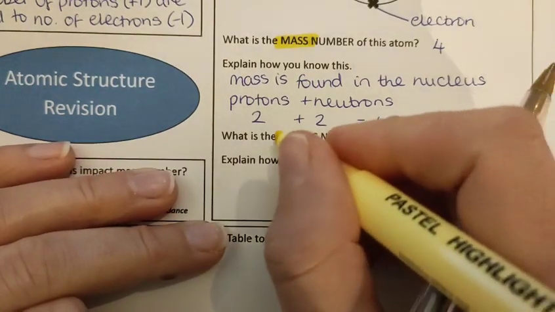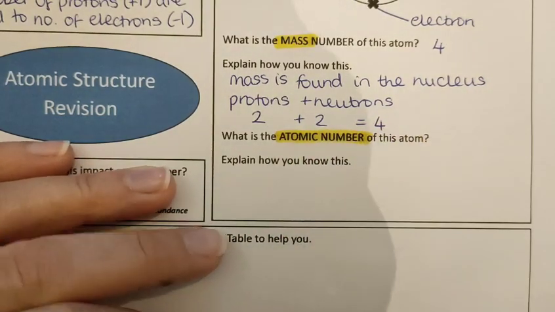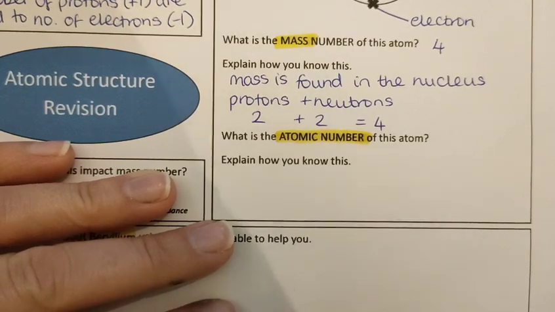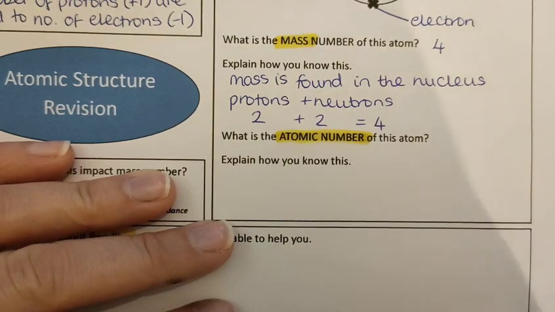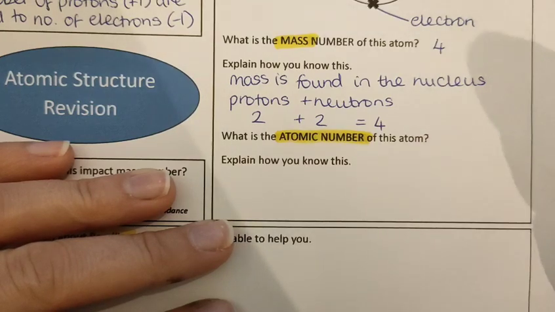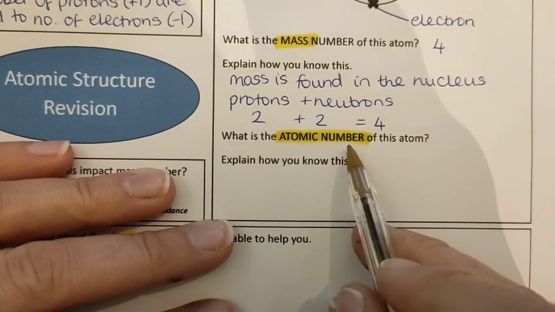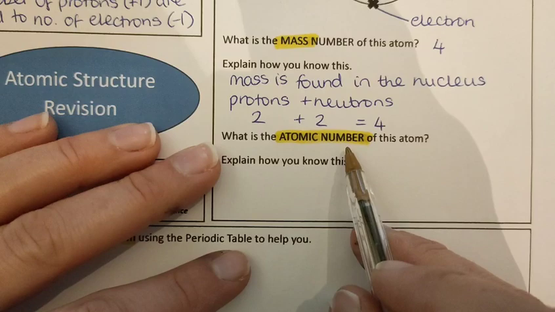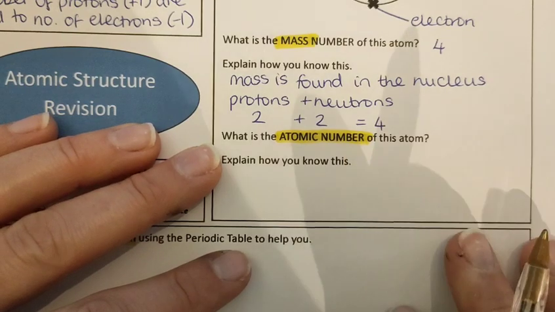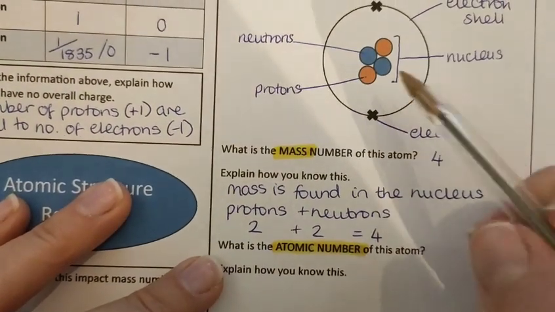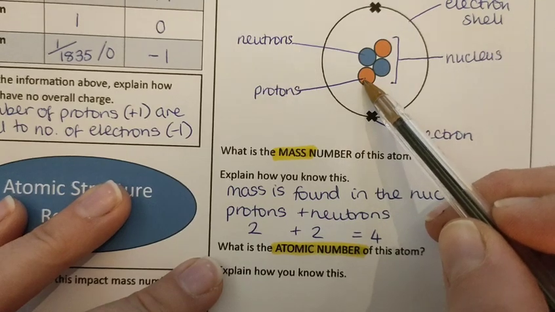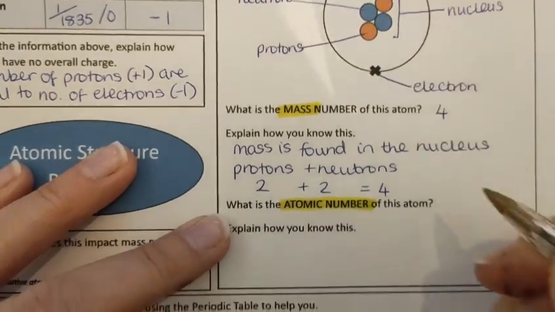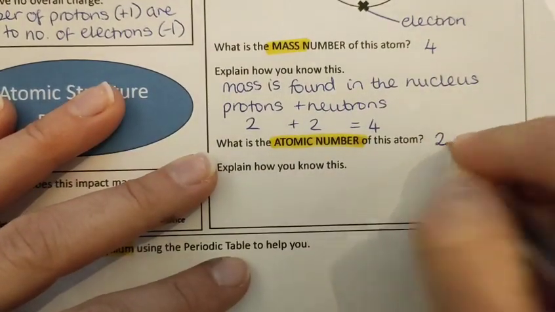Okay, that's slightly different. The atomic number is unique for every atom. If you increase or decrease the atomic number, you change the atom that you have, you change the elements. The atomic number is really important. It's actually the number of protons. So if we look back here, if we count the protons, this orangey colour, we've got 1, 2. So the atomic number must be 2.